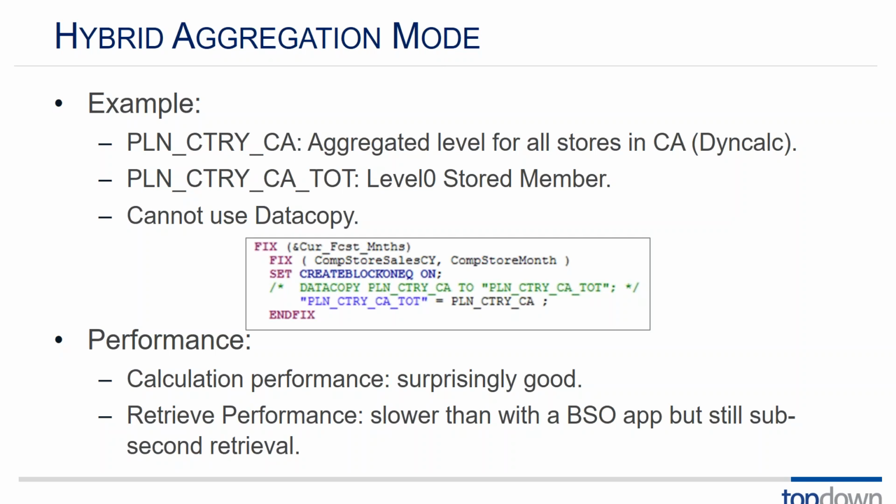I cannot use data copy because it's a dynamic calc. PLN CTRY Canada is a dynamic calc, so I cannot use data copy. I left it here because I wanted to tell you about it, and you kind of forget that. But then I say PLN CTRY Canada total equals PLN CTRY CA.